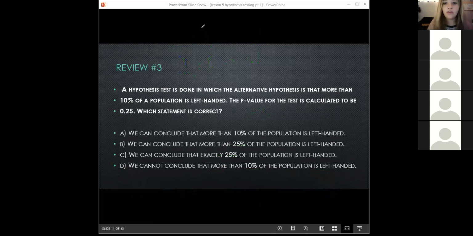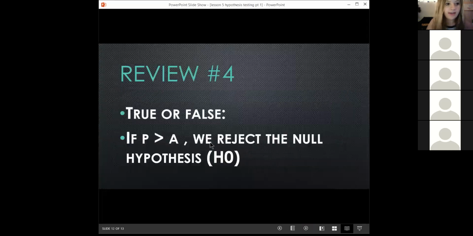Woohoo! All right, last one. Okay, this is a quick one. True or false? If p is greater than alpha, we reject the null hypothesis. It's kind of trying to drive that point home, I think.